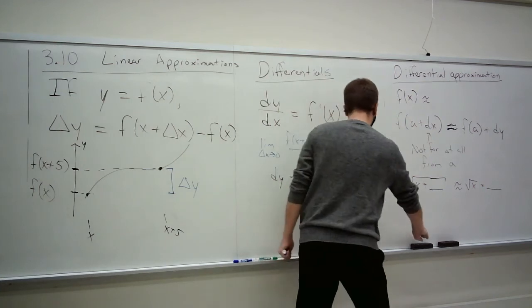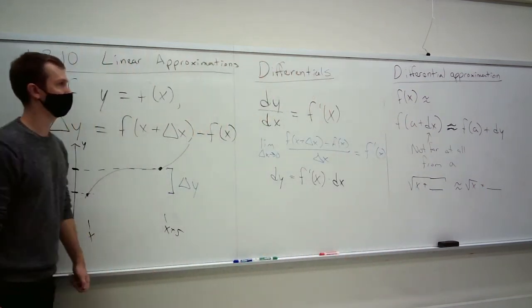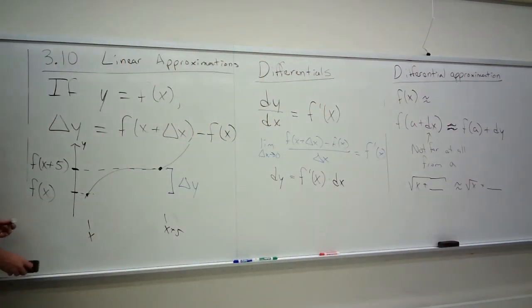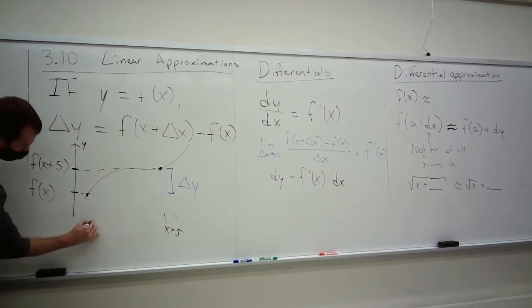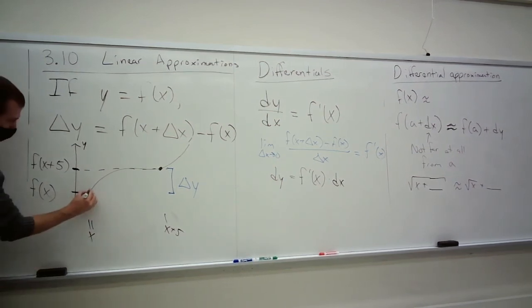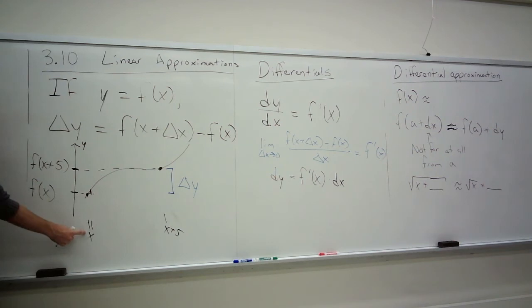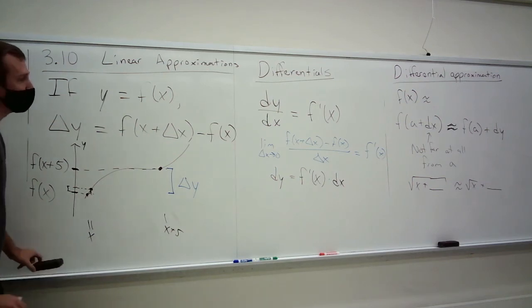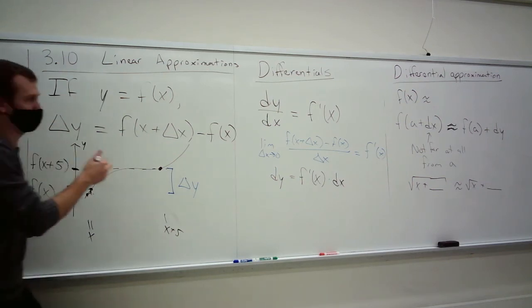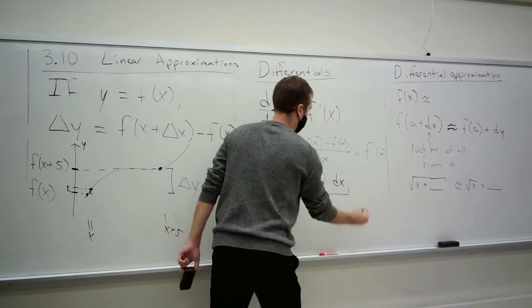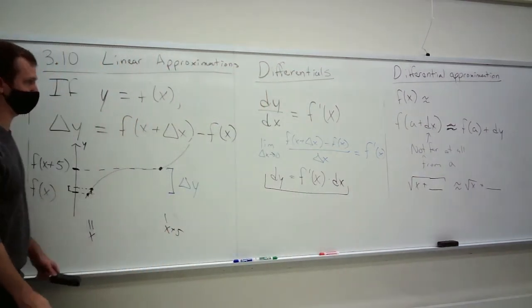Okay. If you think about it geometrically from the picture, if I haven't moved very far at all from this x, my delta x is very small, right? So my delta y is also probably not very big. This is dependent on the derivative's value as well, which is what we have here.